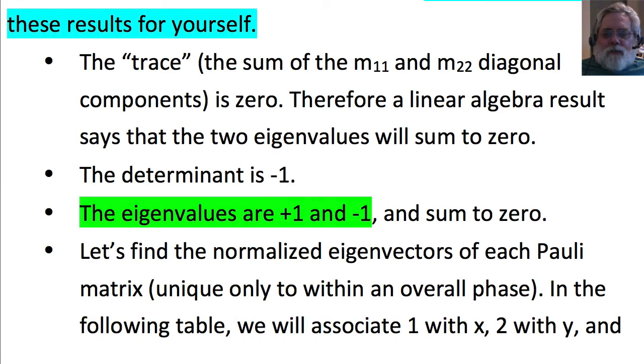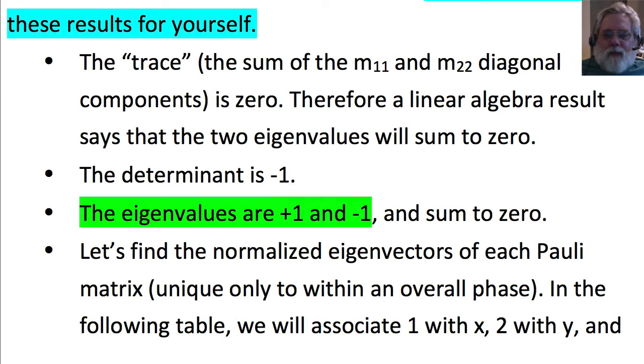But I'm not going to show you the procedure for how to solve for the eigenvectors. If you already know how to do this, great. If you don't, just trust me, or you'll be able to verify that they're eigenvectors without solving for them. Verifying them is not difficult. So I'm going to give you the normalized eigenvectors of each Pauli matrix, unique only to within an overall phase that we don't care about because it doesn't affect the physics.